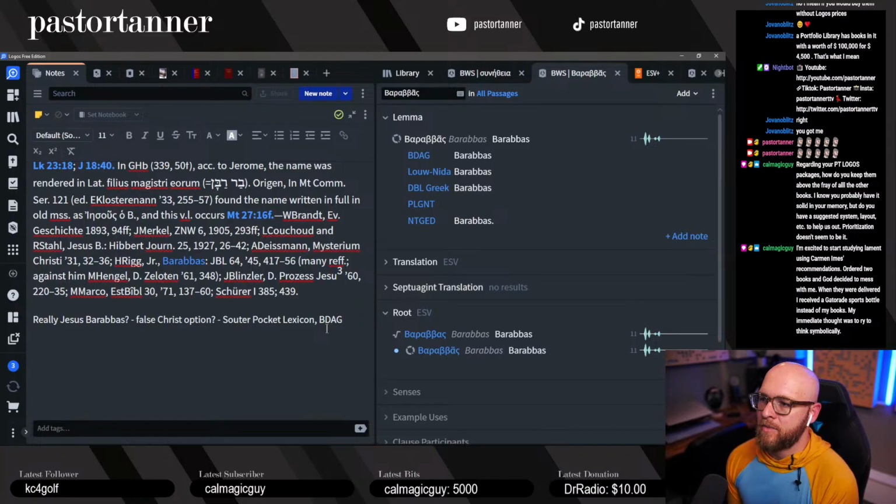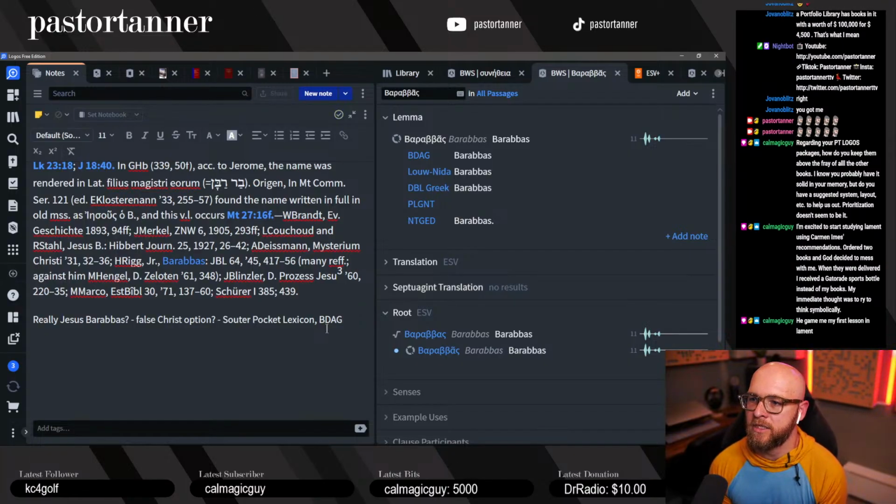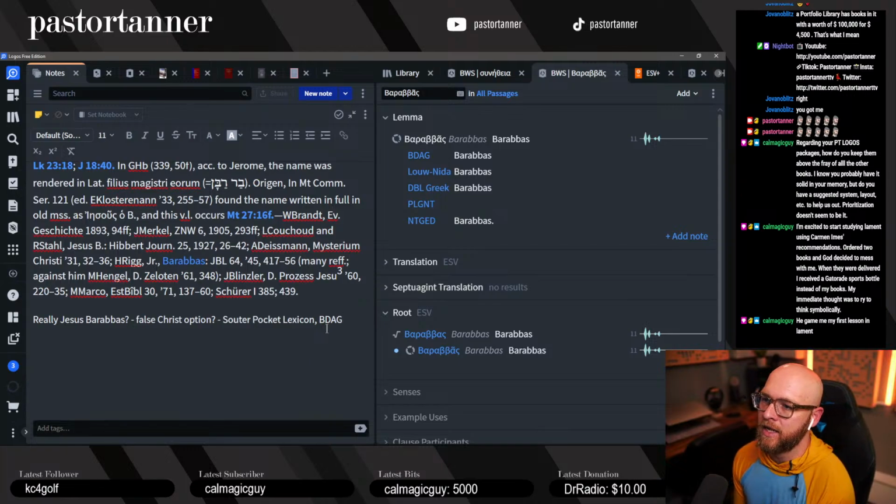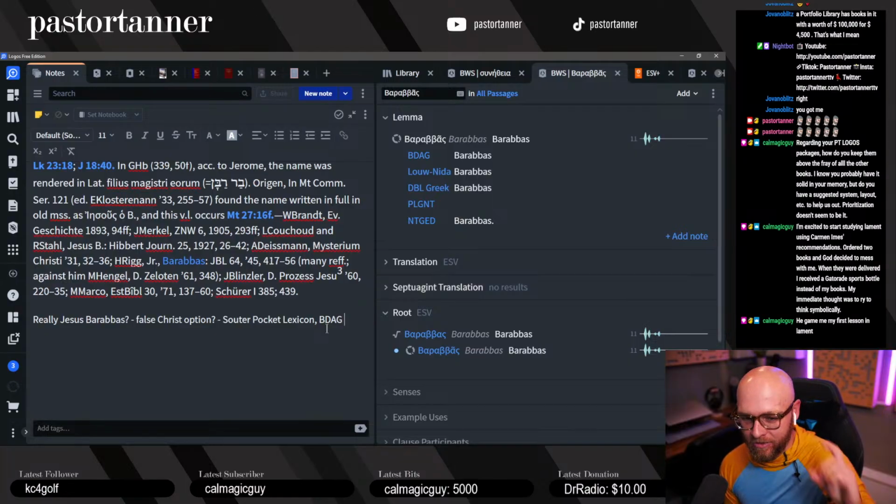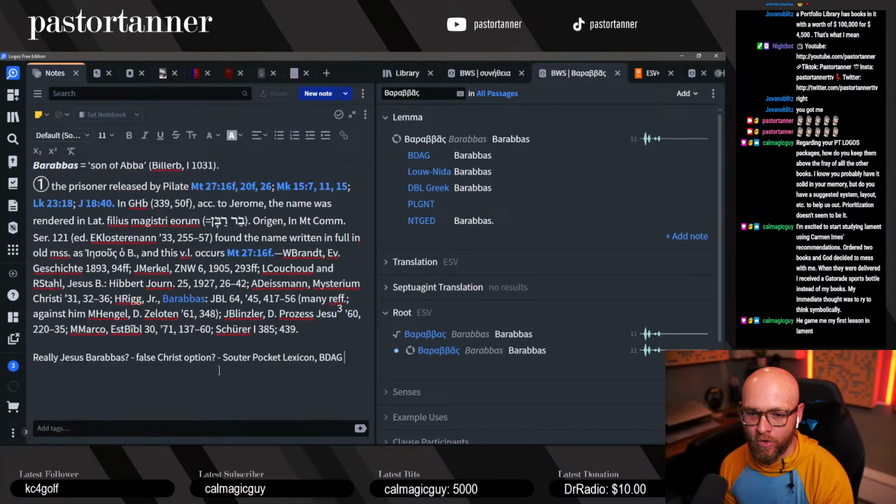All right. Cal Magic says, I'm excited to start studying Lament using Carmen Imes' recommendation. Ordered 2 books, and God decided to mess with me. When they were delivered, I received a Gatorade sports bottle instead of my books. My immediate thought was to try and think symbolically. He gave me my first lesson in Lament. That's really cool. I love that, Cal Magic. And that's how you know we're getting our minds oriented in a different manner with the symbolic thinking.